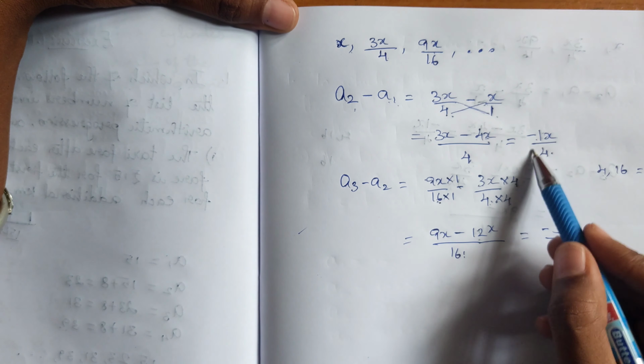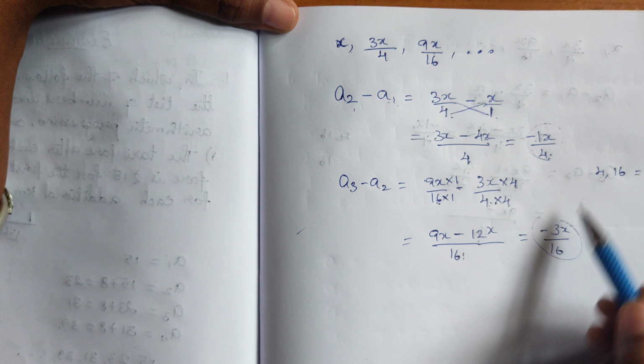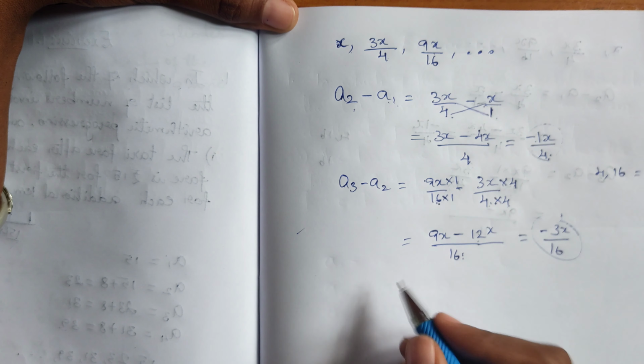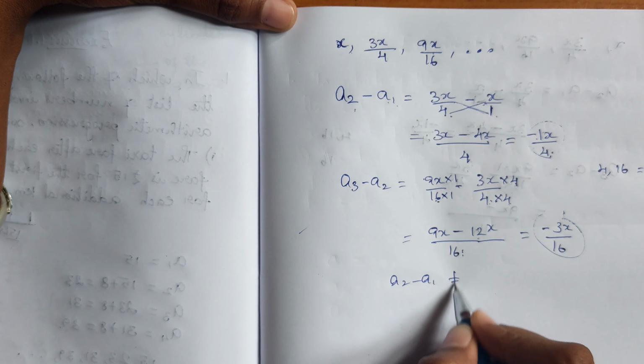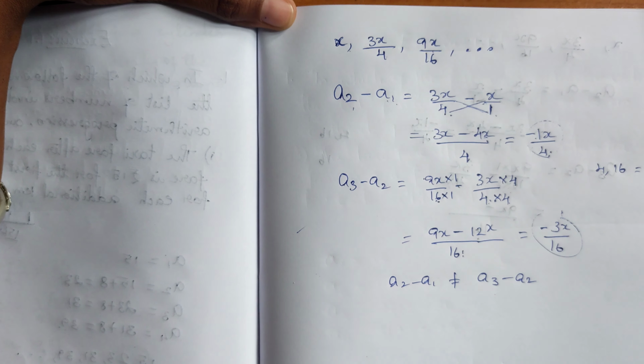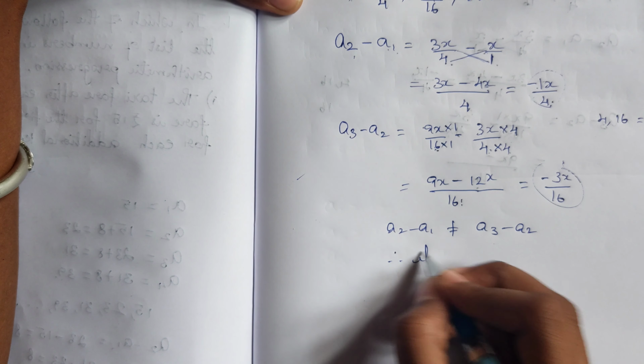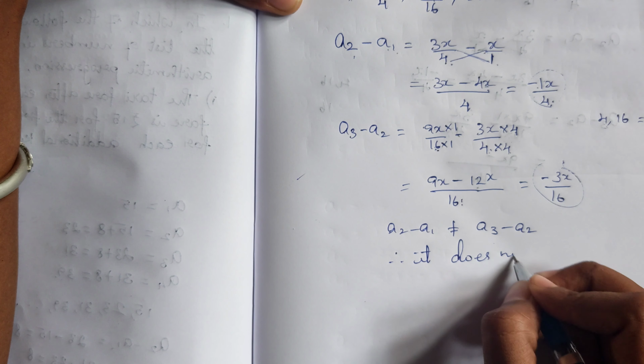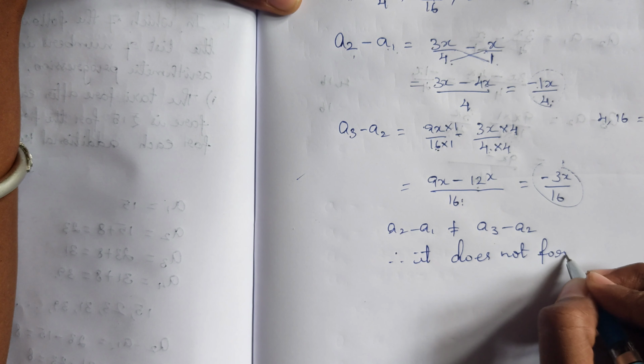A2 minus A1 we got this. A3 minus A2 we got this. Both are not equal. So A2 minus A1 is not equal to A3 minus A2. So when it's not equal, it does not form an AP. This situation does not form an AP.